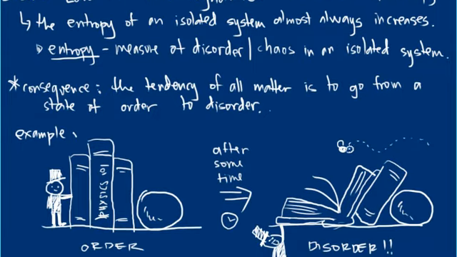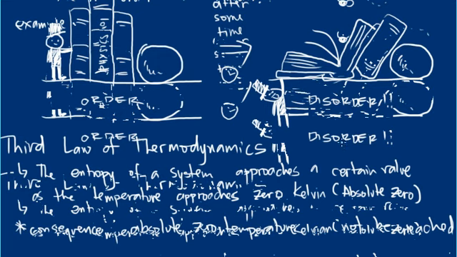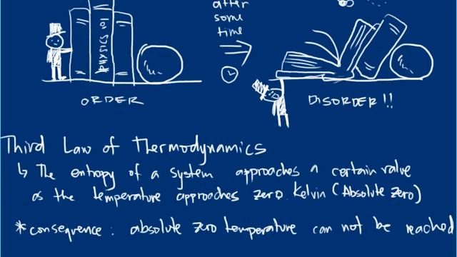Okay. So last but not the least, we have the third law of thermodynamics. I don't really know what name it has, but the third law of thermodynamics is the following statement: the entropy of a system approaches a certain value as the temperature approaches 0 Kelvin, or absolute zero. So what does it tell us? It tells us that absolute zero temperature cannot be reached ever. So you cannot reach absolute zero.